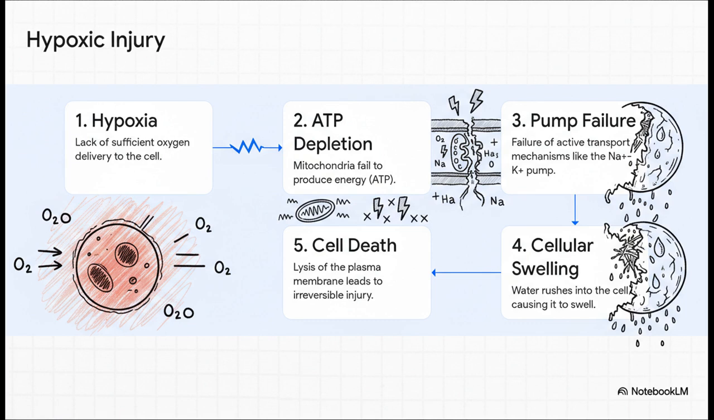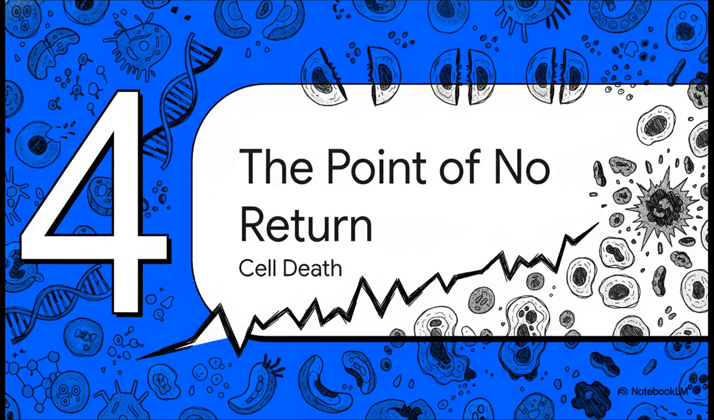First, no oxygen means the cell's power plants, the mitochondria, can't make energy, or ATP. Second, without energy, the critical pumps on the cell's surface fail. Third, with the pumps down, sodium and water rush into the cell, causing it to swell up like a balloon. And finally, that swelling stretches and ruptures the cell's membranes, causing irreversible damage. So once that injury becomes irreversible, the cell is going to die. But as we're about to see, how it dies is every bit as important as why it dies.